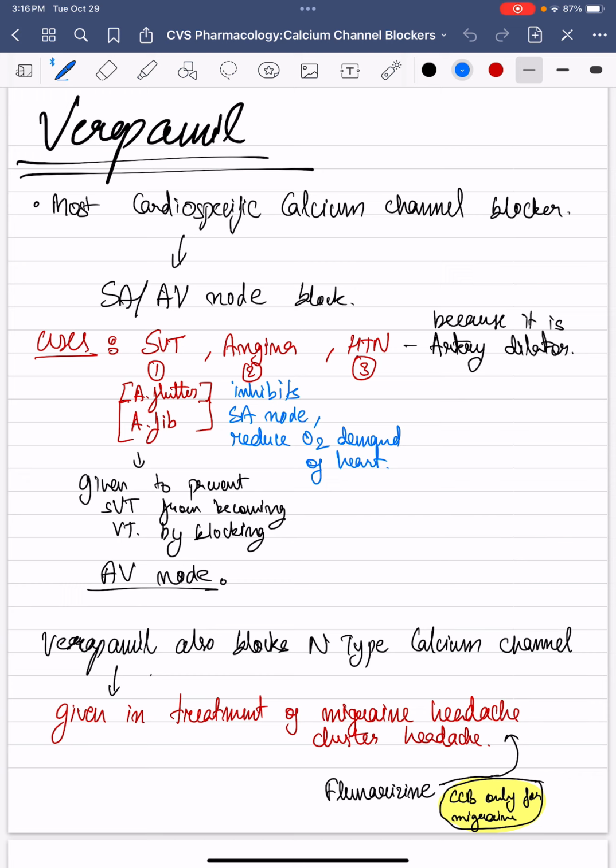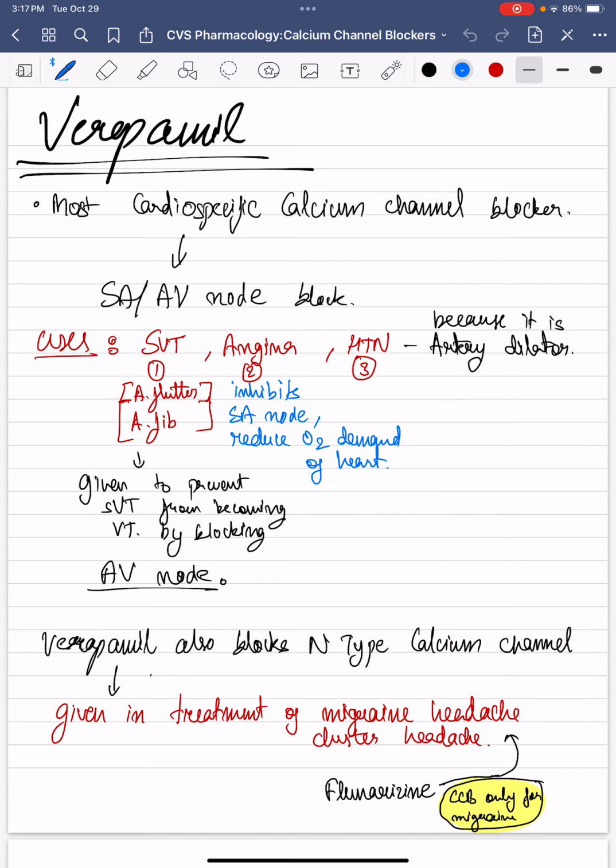The uses for verapamil are in SVT or supraventricular tachycardia, angina, and hypertension. In hypertension, it is used because it is also an artery dilator. Even though the action on the blood vessel is not the main action, it also acts on the blood vessel secondarily. So it can also be used in hypertension, but it is not the preferred drug.